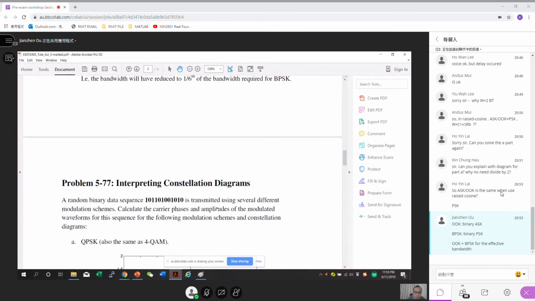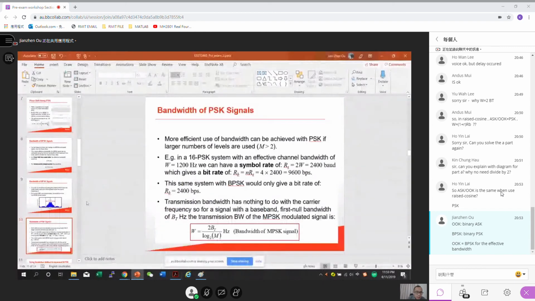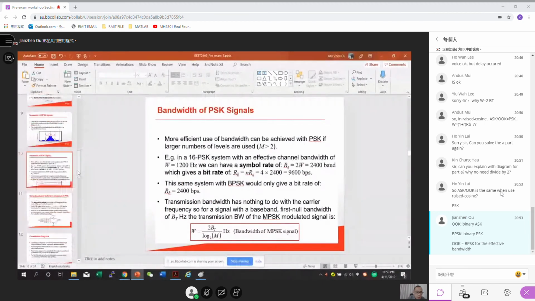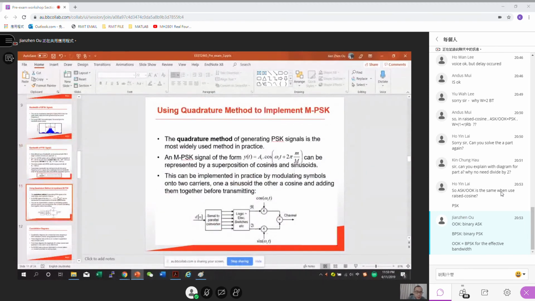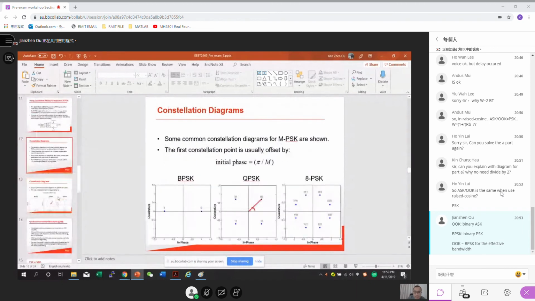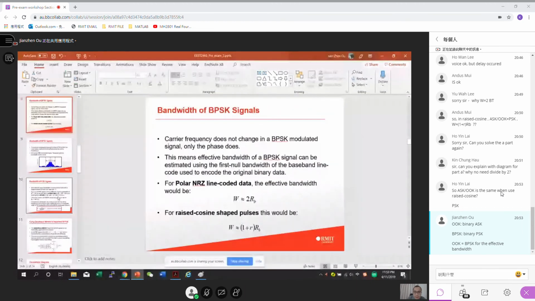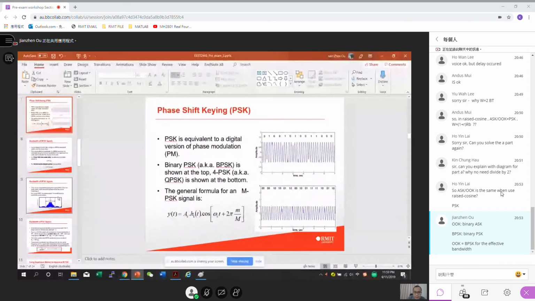So first thing first, we should know about the mathematical expression, isn't it? The mathematical expression is not that difficult, right? It's shown in the pre-exam workshop lecture slides, which is here. You get the carrier amplitude, the carrier frequency, and the 2 pi m, which relates to the levels, and then m is the position that you're in.